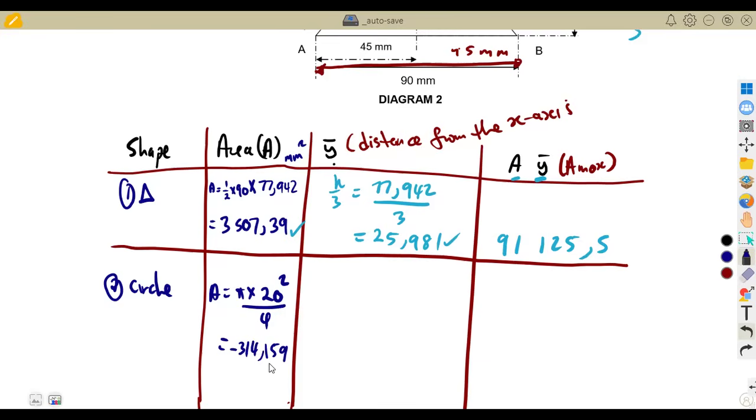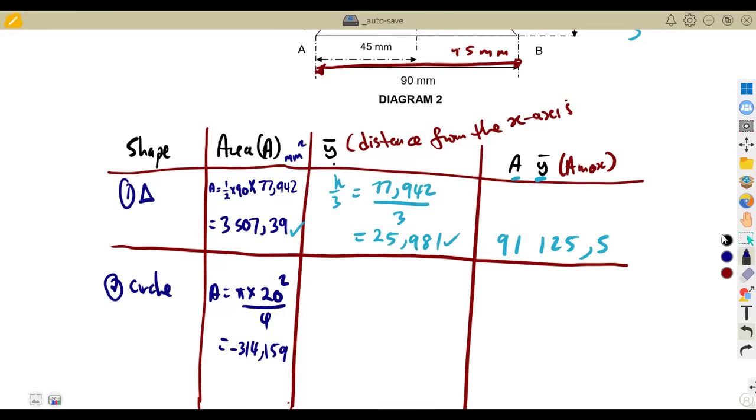314.159. Remember, the negative there is that it is inside of another shape, so you have to subtract it at the end. So if you know that you're going to subtract, no need for you to write the negative. But if you're someone who knows that you forget, just put a negative there.